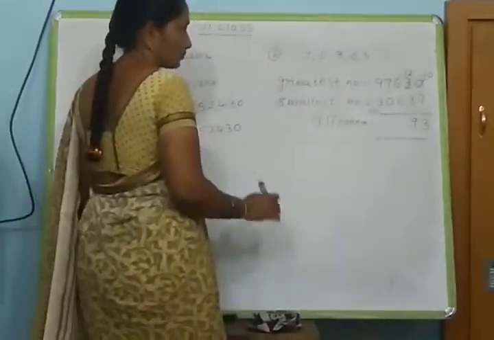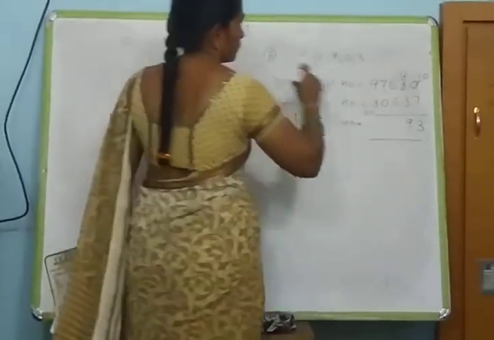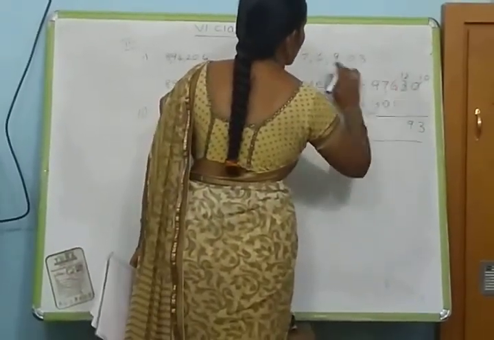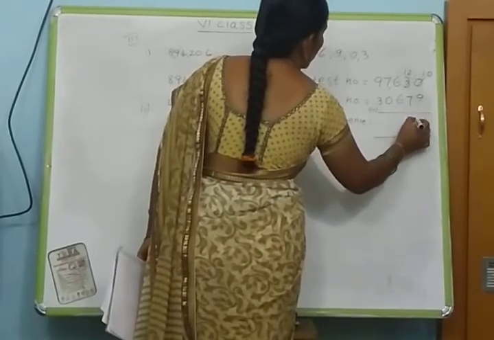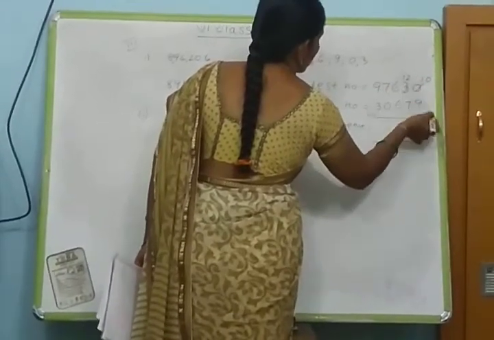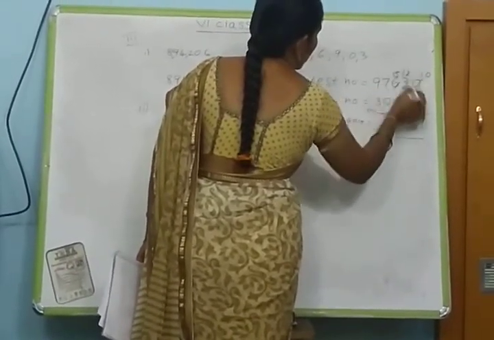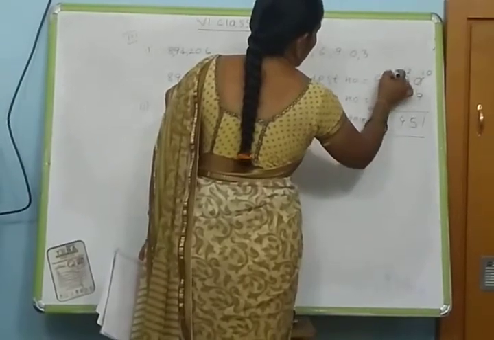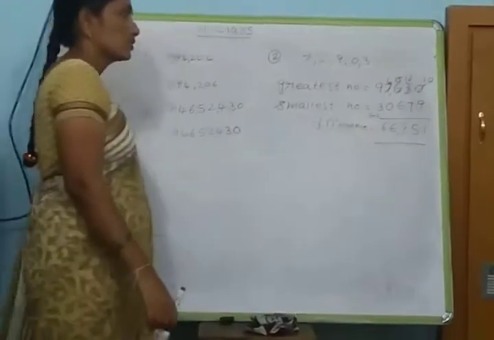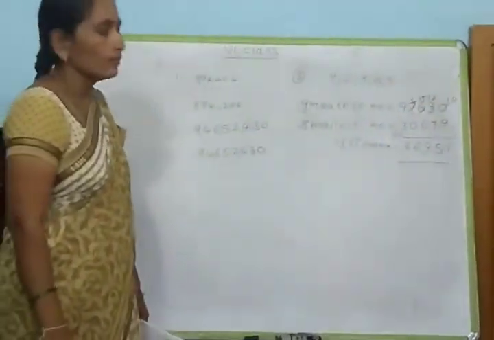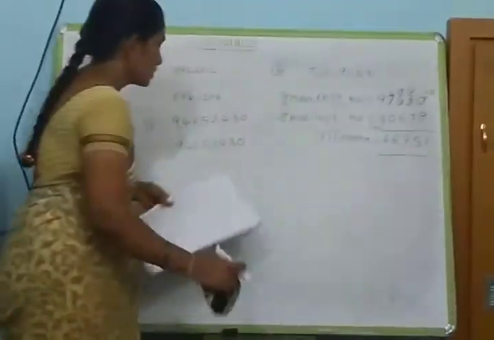9. Here 7 and 9. So what? 1, 12 minus 7, 5. Here 5, 15. 15 minus 6, 9. Here 6. Here 6. So the answer is 66,951. This is yesterday's question paper.